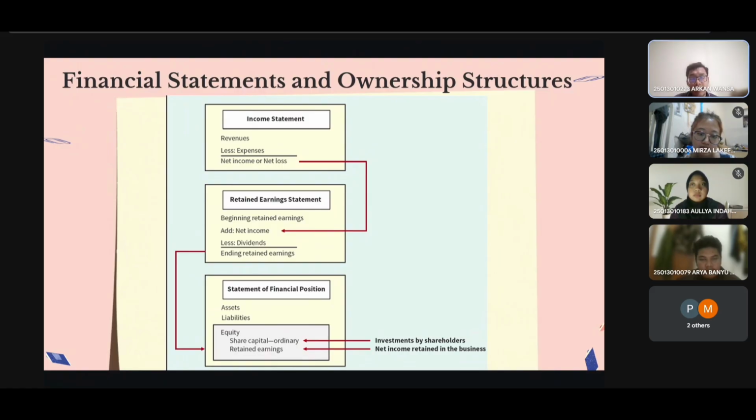Financial statements and ownership structures. The company's ownership structure dictates the type of accounts that are part of or affect the equity section. A corporation commonly uses share capital, share premium, dividends, and retained earnings accounts, like in the picture. Meanwhile, a proprietorship or a partnership organization uses an owner's capital account and an owner's drawing account. In the picture, you can see the flow from net income or loss in the income statement, then it goes to the retained earnings statement before reaching the statement of financial position. Next slide, please.